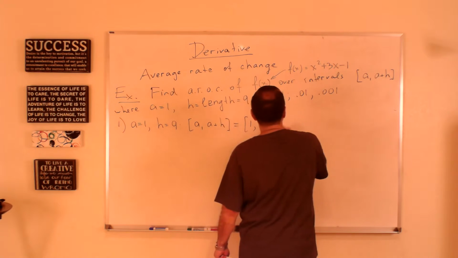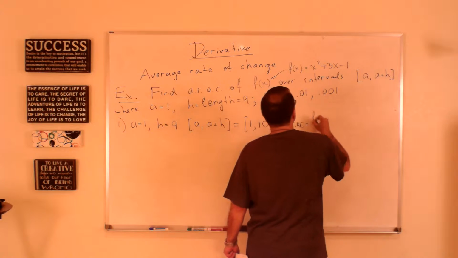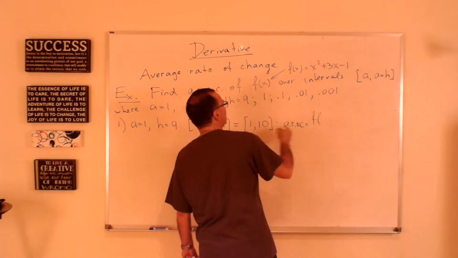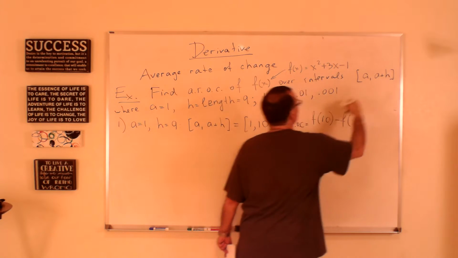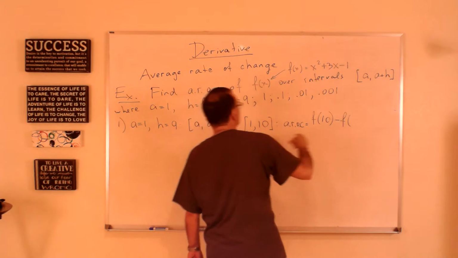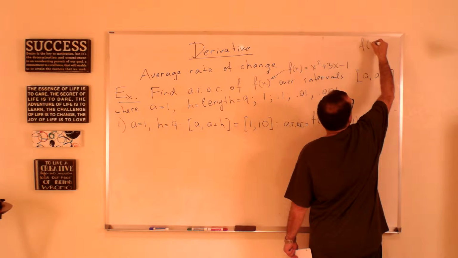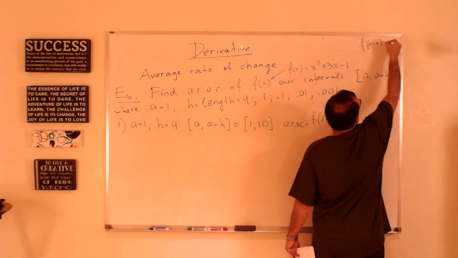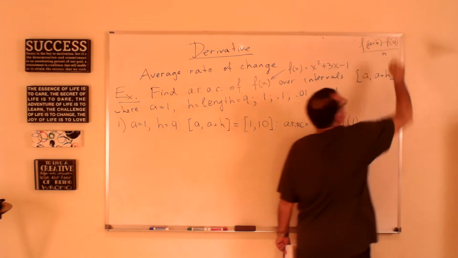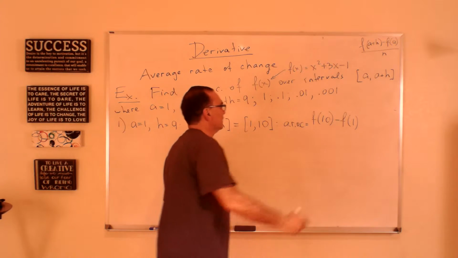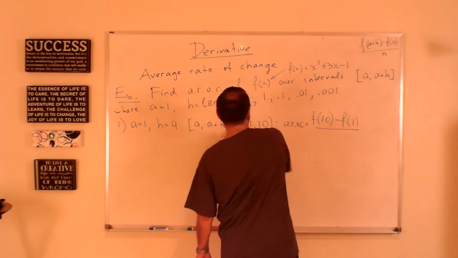And then average rate of change equals f of b, which is f of 10, or f of a plus h, minus f of a, and that is f of 1. So once again, I want to remind you this formula: f of a plus h minus f of a, over h. So it will be f of 10 minus f of 1 divided by h value, which is 9.